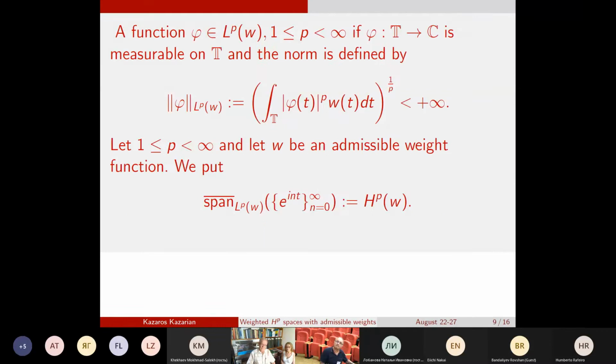Here we have the definition of the weighted H^p space for an admissible weight function. We call it H^p_w, but H here is not calligraphic.